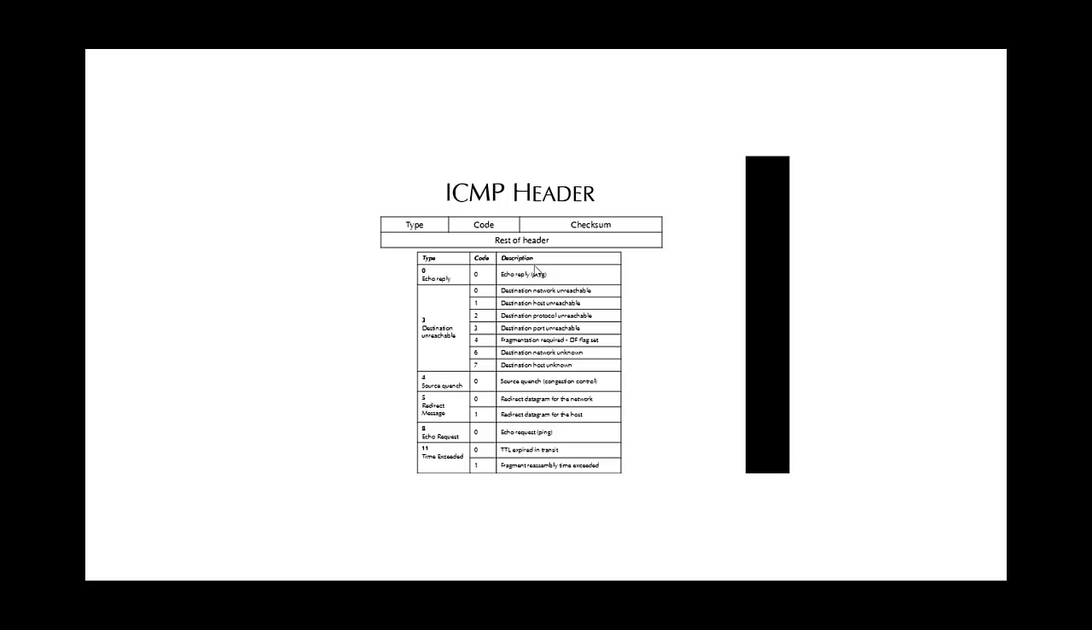ICMP is also used to adjust flow control to prevent link or router saturation. So if a host is sending packets to another at a rate that is saturating the routers or the links between them, it may receive an ICMP source quench message asking it to slow down.